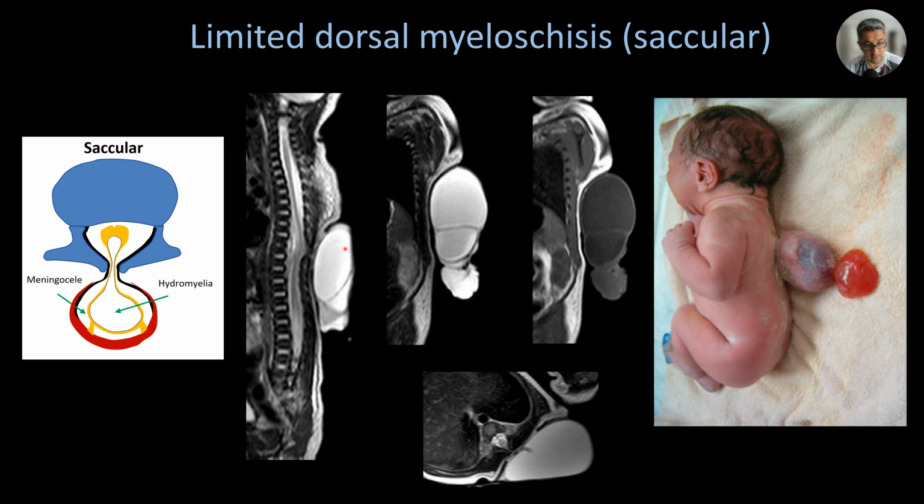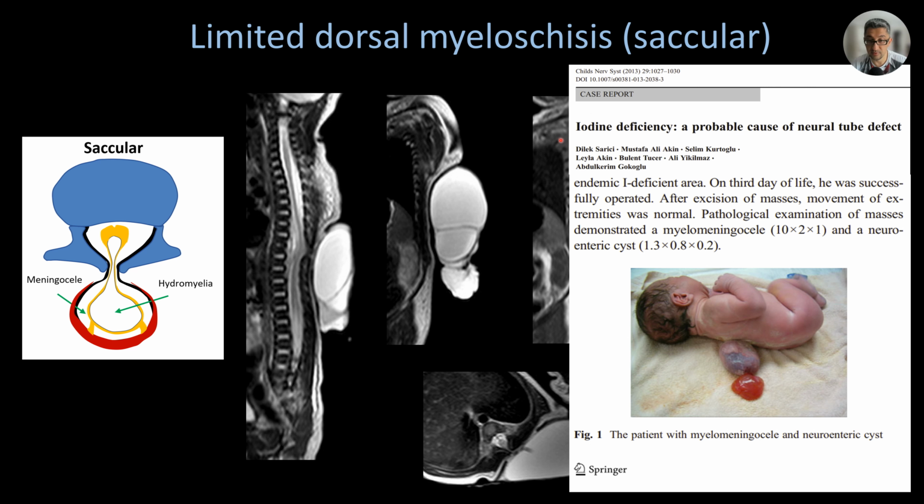dural sac at the level of the thoracic spine, and there are two different sacs, CSF-filled sacs, and you can actually see the fibroneural stalk. So this was a limited dorsal myeloschisis, but we even published this, and based on the pathological findings, we called it myelomeningocele, but in retrospect, I can say that it's not a myelomeningocele.